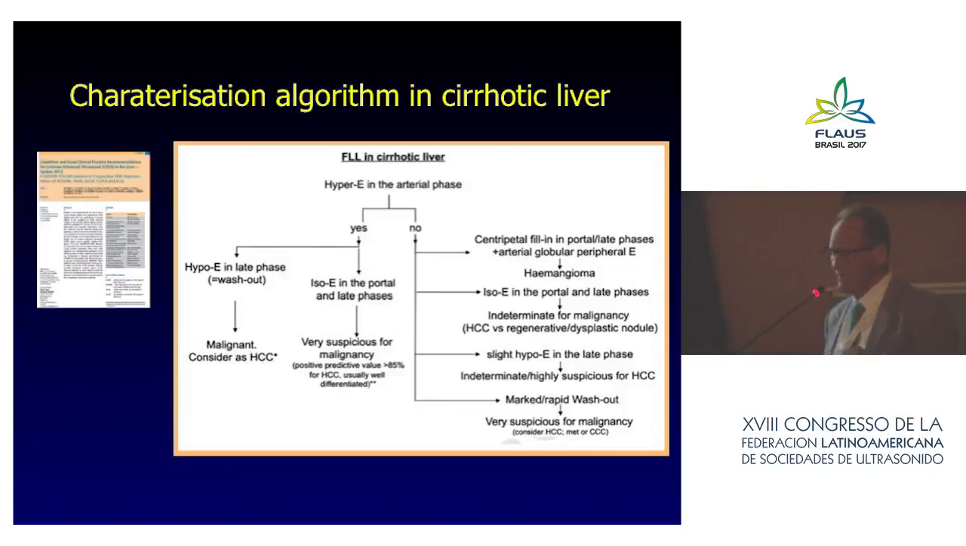In a cirrhotic liver, you have to know, maybe you have a highly differentiated HCC and maybe this will not wash out. So if you have a cirrhotic liver under surveillance, if you discover a new lesion, and if you have hyperenhancement in the arterial phase, and it's a newly discovered lesion, even though there is isoenhancement in the portal and late phase, it is very suspicious of being an HCC. So this is the only case you have enhancing tumor being malignant. Cirrhotic liver on surveillance, new lesion. If it is still enhancing, it could be malignant.